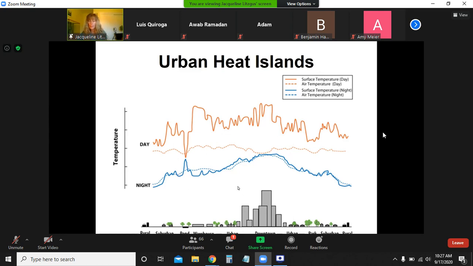So on a hot, sunny summer day, the sun can heat the dry, exposed urban surfaces like roofs and pavement to temperatures that are like 27 to 50 degrees Celsius hotter than the air. That's like crazy hot, right?